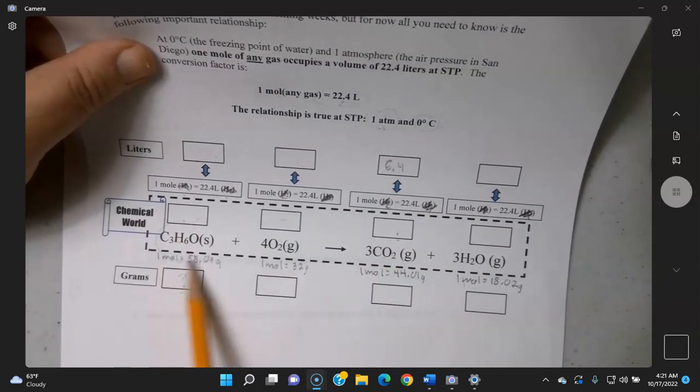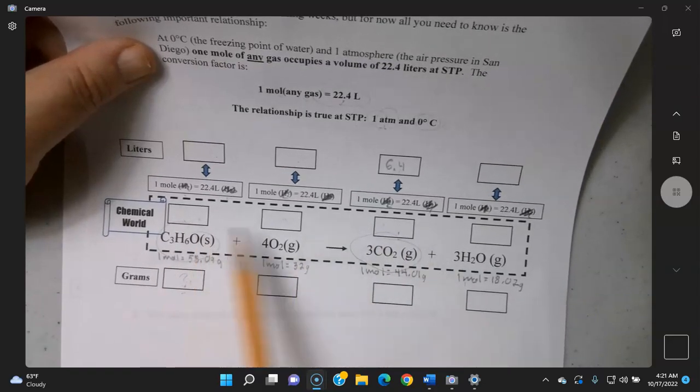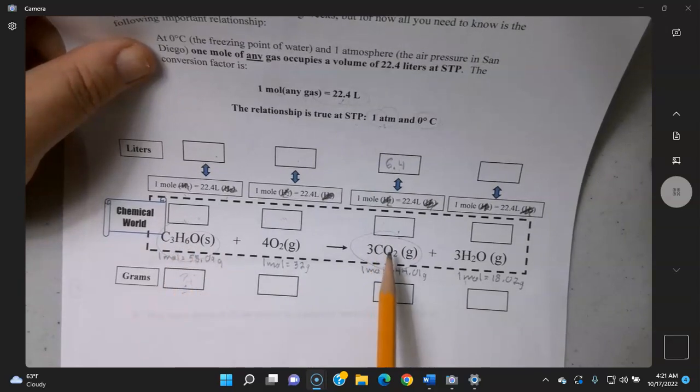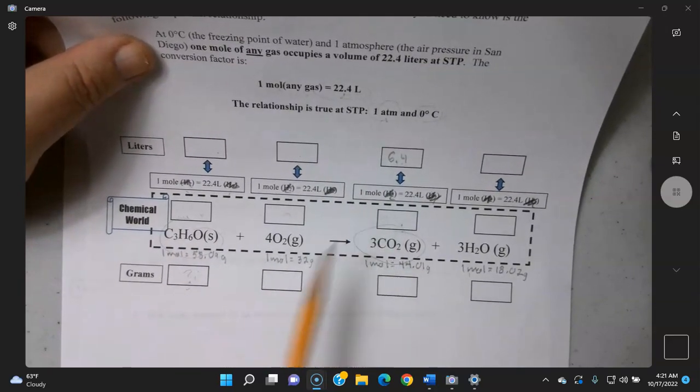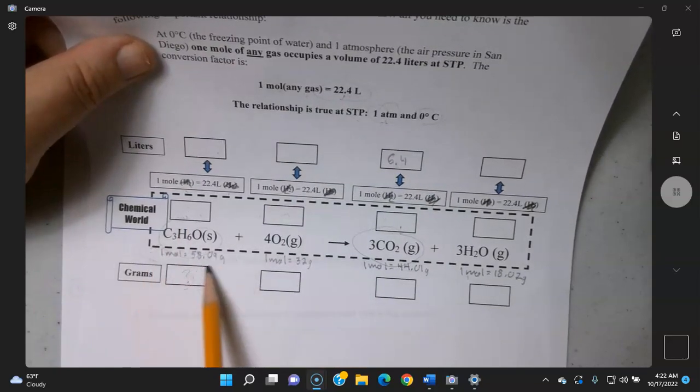How do you do that? You use what's in the chemical equation. That sets up your equivalency to go across the chemical equation. So it's 1 C3H6O equals 3 CO2, and those are moles. And then once you get to here, you come out using the molar mass, which you can figure out, of C3H6O. All right, so let's go ahead and set this up.